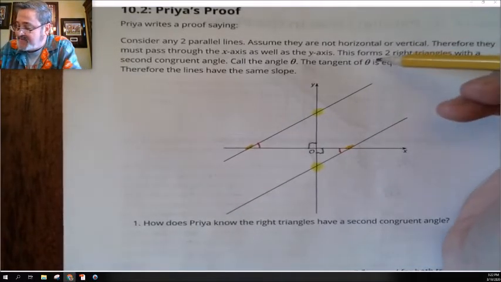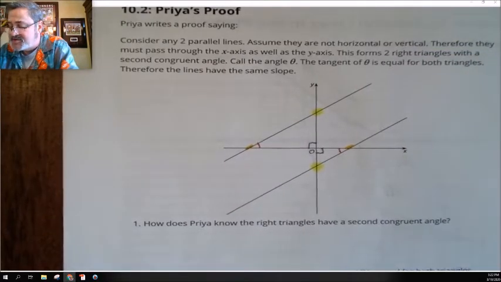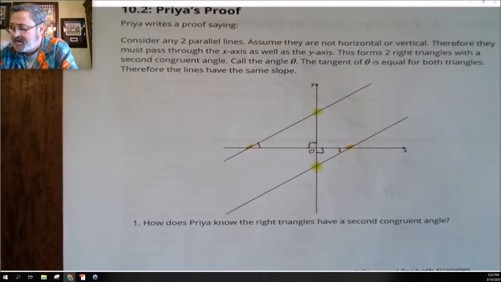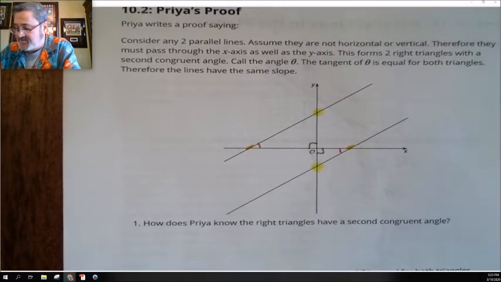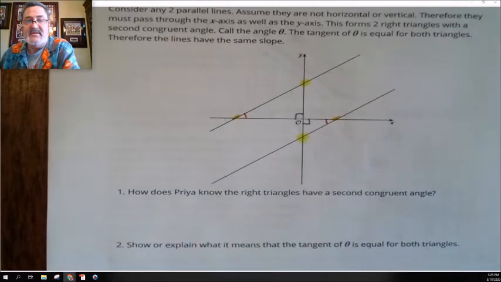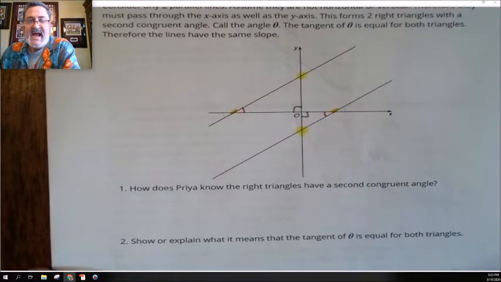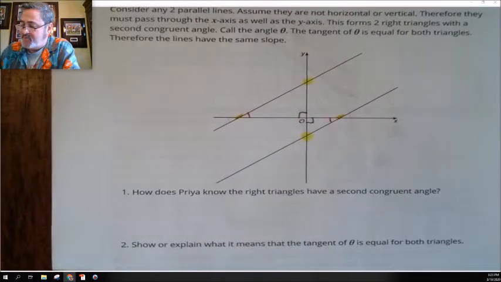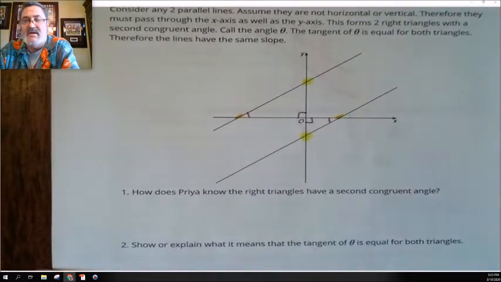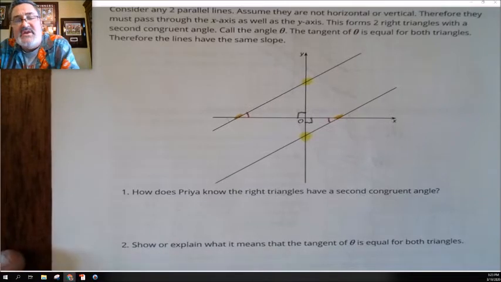The tangent of theta is equal for both triangles, so the lines have the same slope. She says the tangent of theta is equal for both triangles. Interesting. Let's see what we can figure out from her reasoning. How does she know the right triangles have a second congruent angle? Good point. She just said that these angles are congruent. How do we know that?